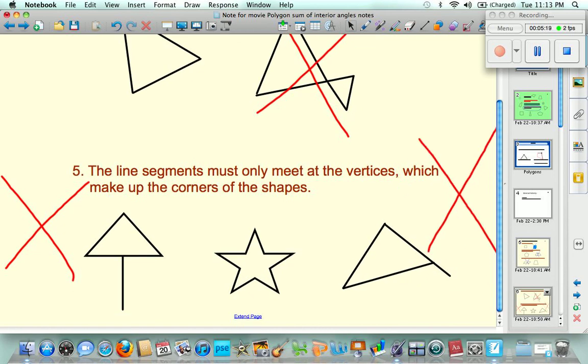So for example, I've got a vertex here, I've got a vertex here, got a vertex here. However, on this first one, my vertices are right here, here, and here. So this one in the center does not meet at a vertex, therefore it is not a polygon.